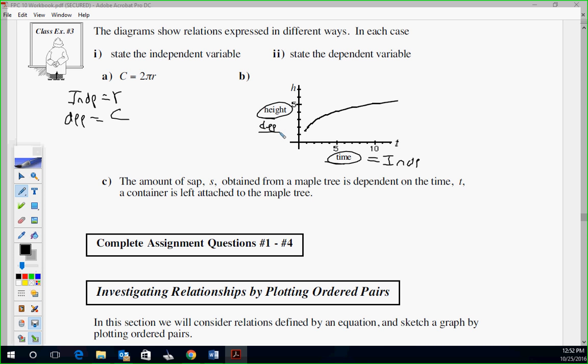The amount of sap S obtained from maple trees is dependent on the time T a container is left attached to the maple tree. So amount of sap is dependent on the time. So in this case, independent is T, because time will determine how much sap. Dependent is the sap. That's just one in words.